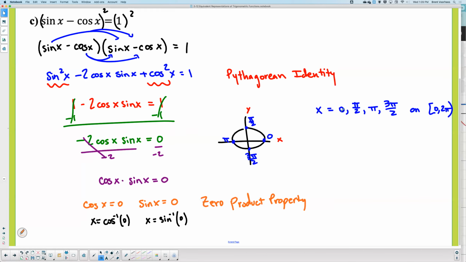So over here, 0 was not a part of the solution set, and 3 pi over 2 was not part of the solution set. So those are what we call extraneous solutions, meaning mathematically they seem like they're solutions, but they're not actually solutions. Again, it happened because we squared both sides, and mathematically it worked out that way.